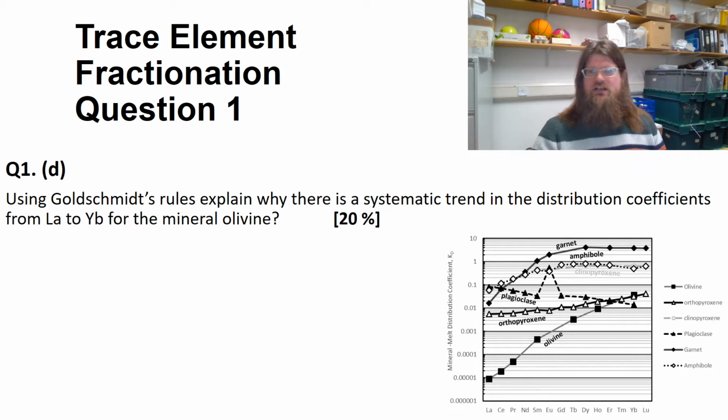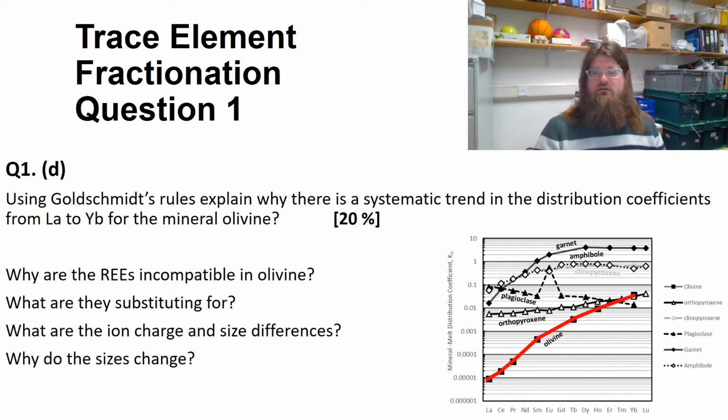So before we get on to the next calculation and estimation part of the question, we were asked why we have these different KD values, mineral melt distribution coefficients, for the different elements. Specifically, this question is asking for the systematic trend in distribution coefficient from lanthanum to ytterbium for the mineral olivine. So it's asking for this red line here.